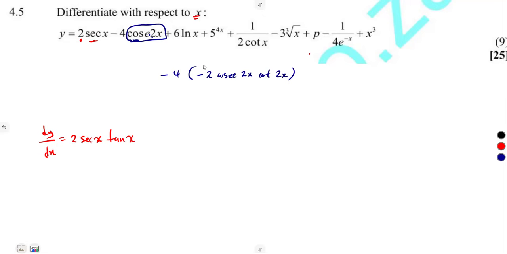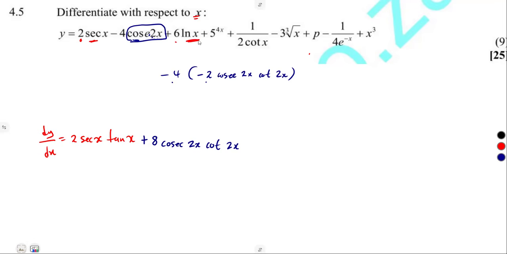You take that 2, the coefficient of x, and you multiply by it. So that's negative 4 times negative 2, which is going to give us what? Positive 8. So it's going to be positive 8 cosec 2x, cot 2x. Just like that, all right? So this is cosec 2x cot 2x. Let's move on to another one.